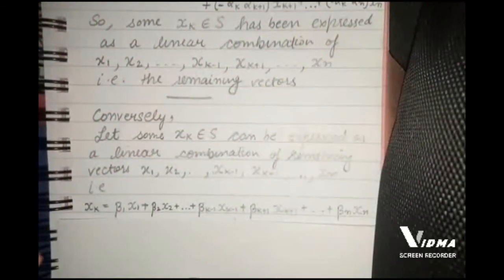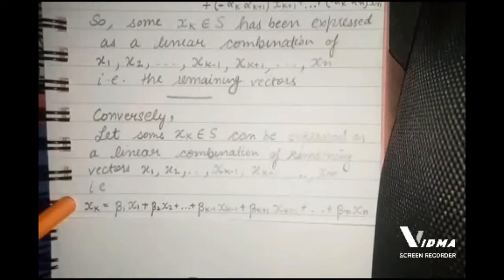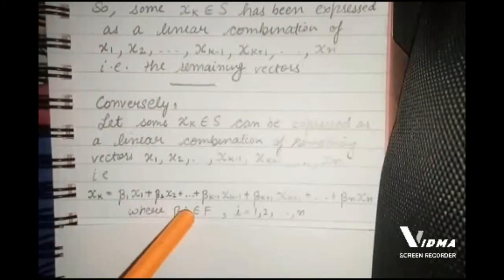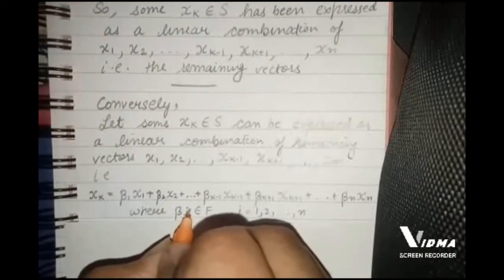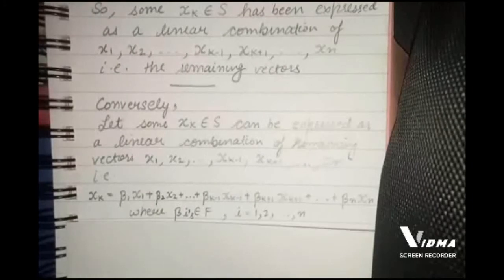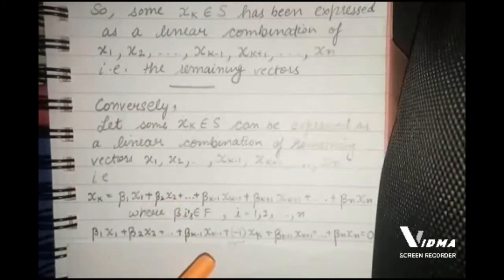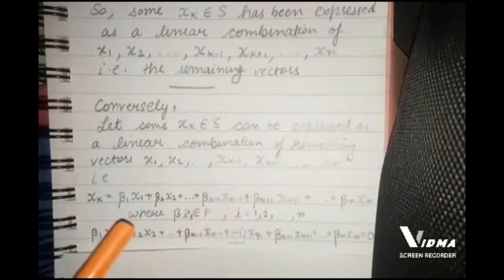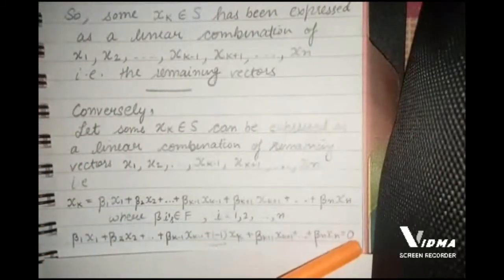Now we're going to shift this xk to the right hand side. What are we going to get? One thing to be noted is that these beta i's belong to F, that field. Now when we shift xk to the other side, we're going to get minus 1 xk here, right? And the remaining terms are as they are, and this is going to be equal to 0.